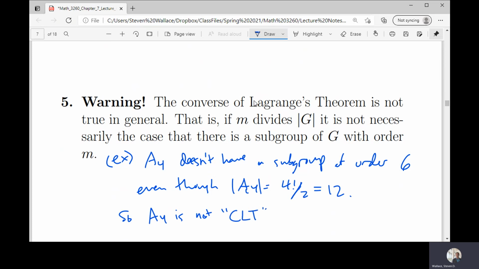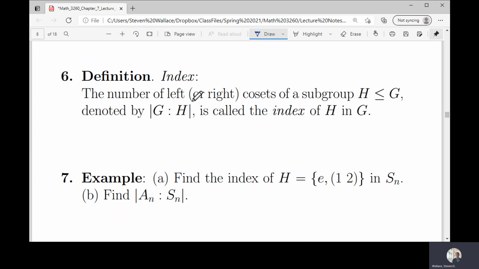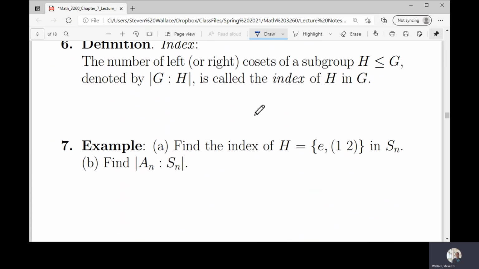This is the converse of Lagrange's theorem. I know it's not a clever name, but that is what it is. So I've said this before: the index of a subgroup is denoted by this symbol here. It is the number of distinct left cosets or right cosets. We could be doing this all from the right as well.